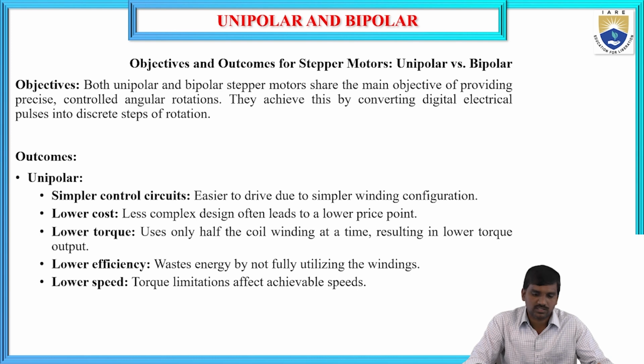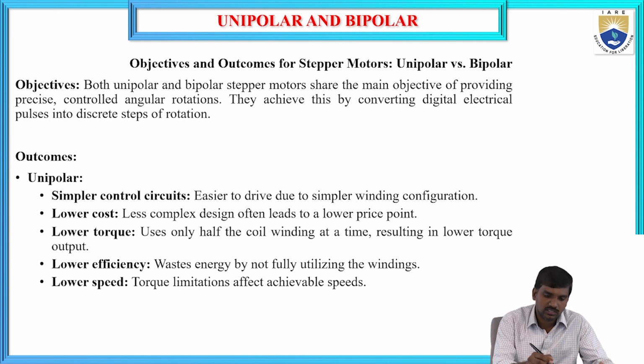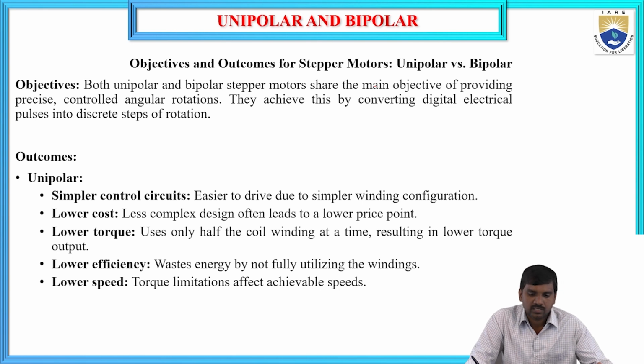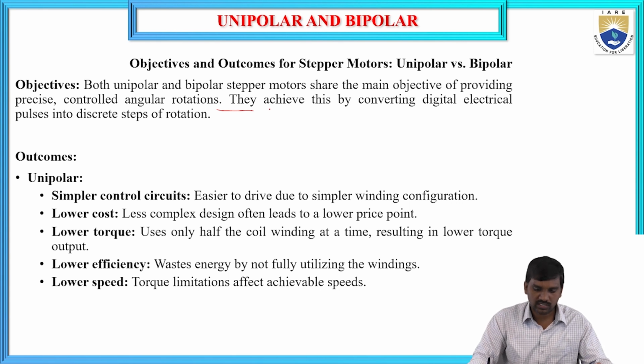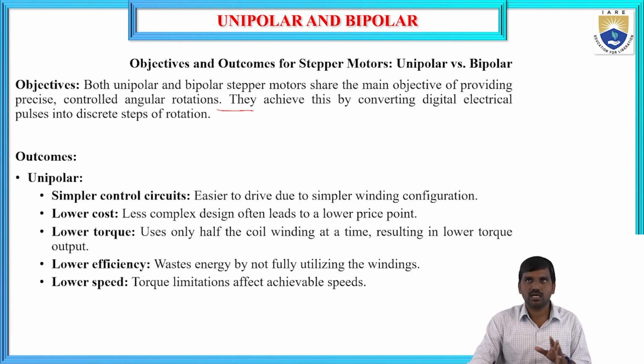Unipolar versus bipolar: both unipolar and bipolar stepper motors share the main objective of providing precise controlled angular rotations. They achieve this by converting digital electrical pulses into discrete steps of rotation. So these are the objectives for unipolar and bipolar stepper motors.